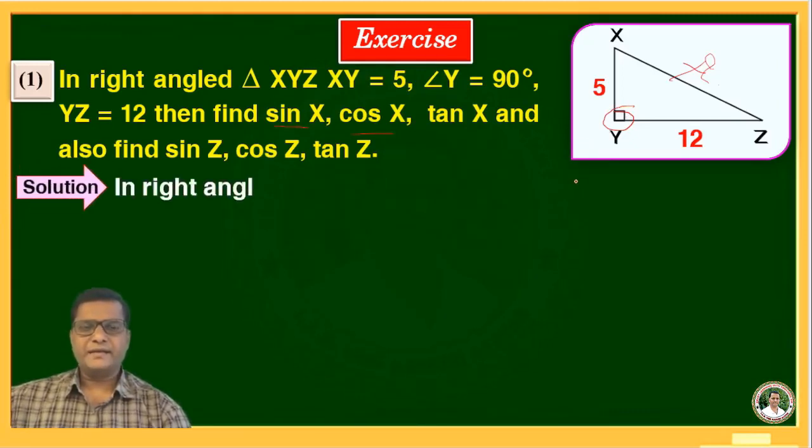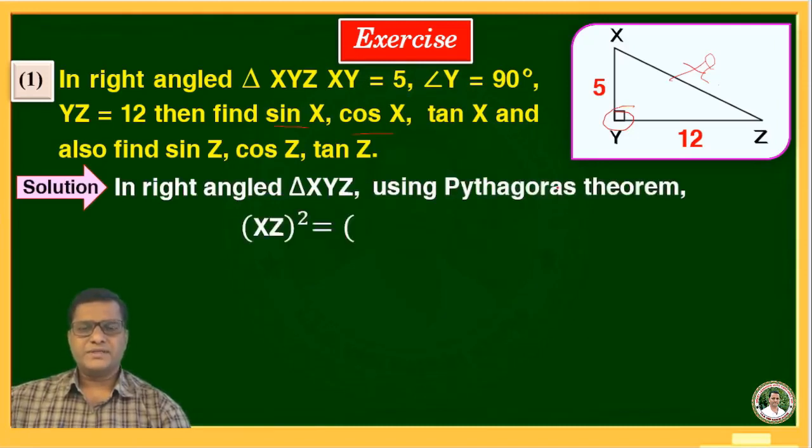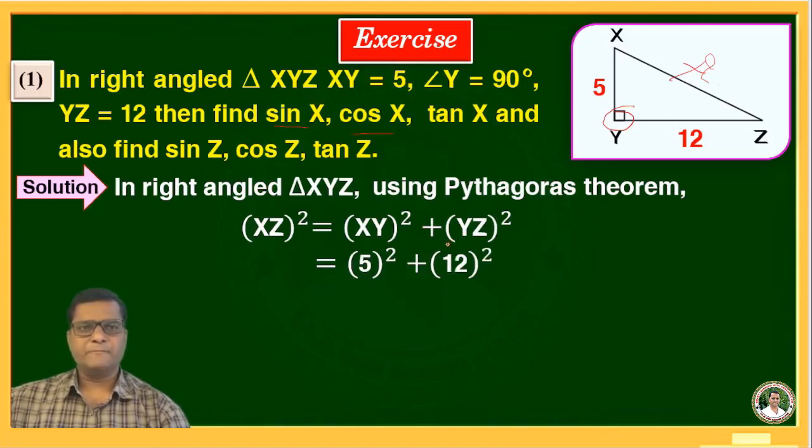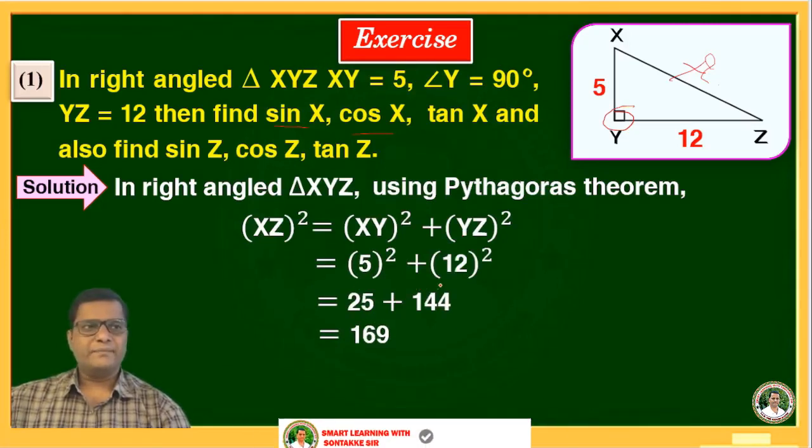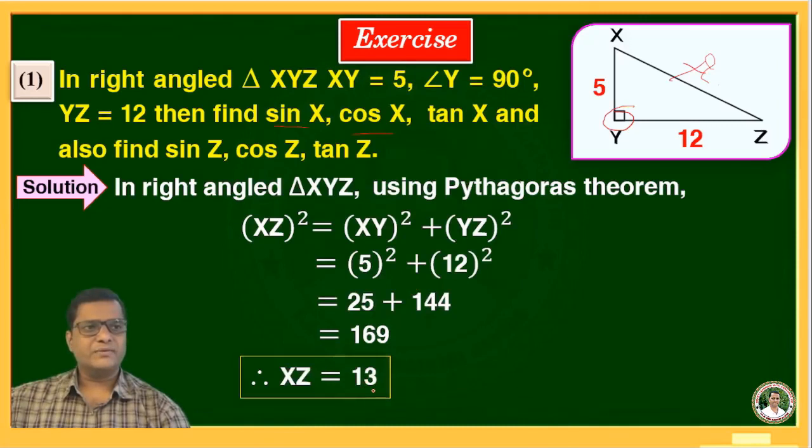In right angle triangle XYZ, using Pythagoras theorem, XZ square is equal to XY square plus YZ square. Substitute the values of XY and YZ, that is 5 square plus 12 square. 5 square is 25, 12 square is 144, addition of both is 169, and by taking the square root of both sides we will get XZ is equal to 13. Write this value in the figure. Now by using this figure we will find the ratios.